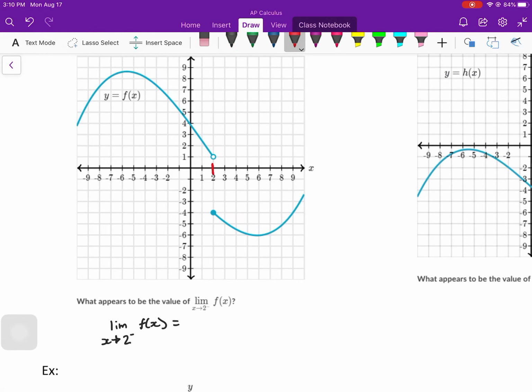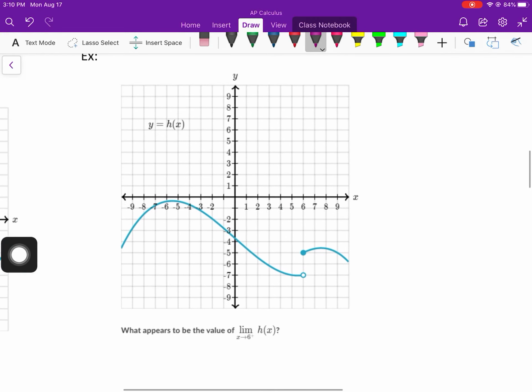So let's find 2. Here's when x is 2. So from the left, we are approaching 1. Look at the output there. The output is 1. From the right would be -4, but it's not asking from the right, so we don't worry about that.